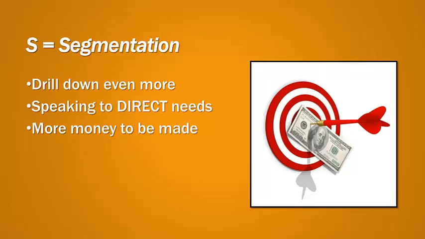The S is segmentation. This is the one little addition to our formula. Okay, this is where it starts to get really good, because while we already have a targeted audience or customer list, we're now able to get even more specific. We'll be able to speak directly to the desires of specific people even more and start an entirely new funnel. And what that means is there's more money to be made while serving more customers and subscribers.